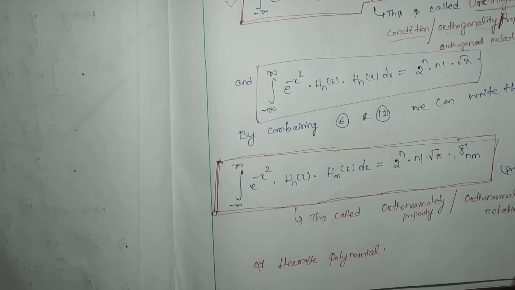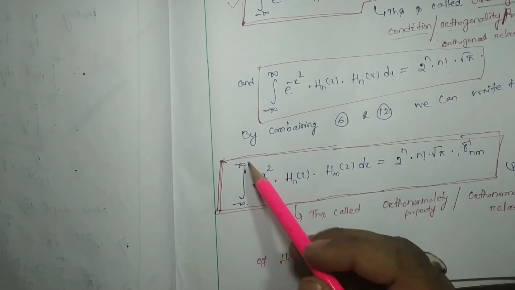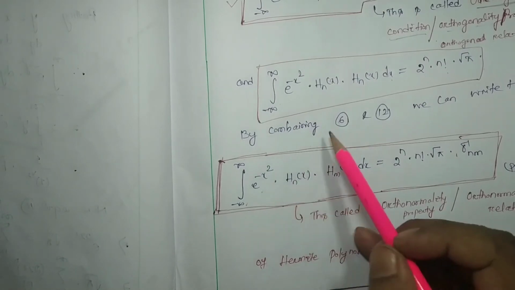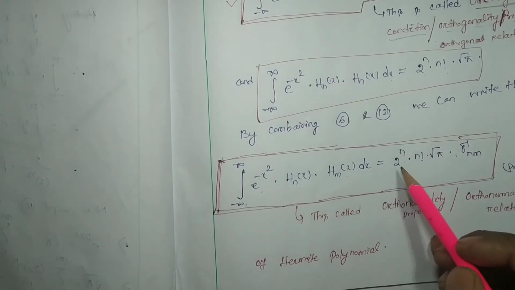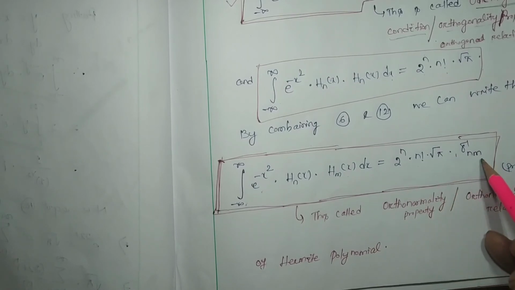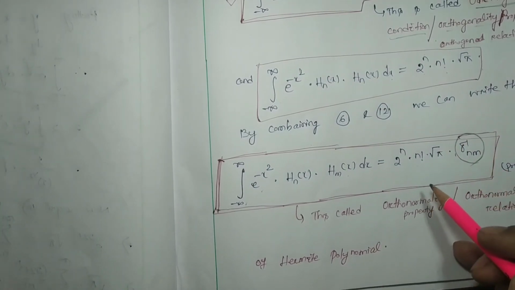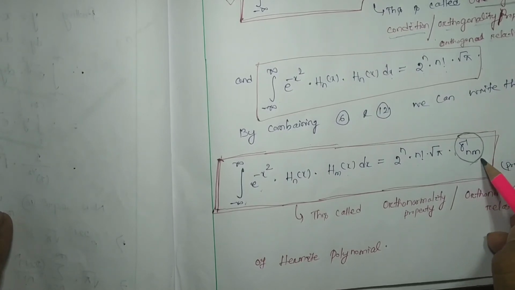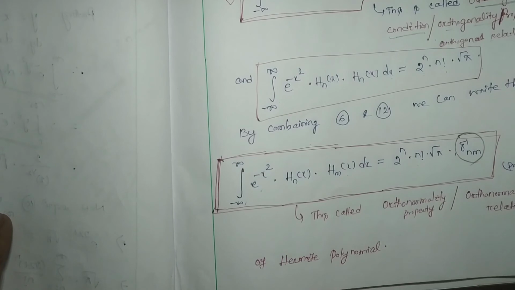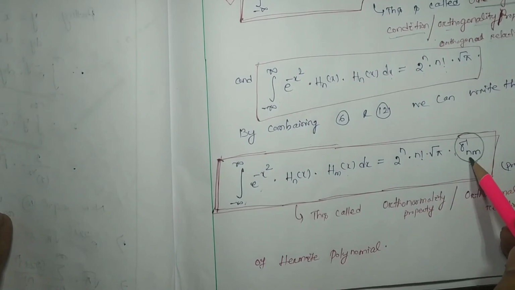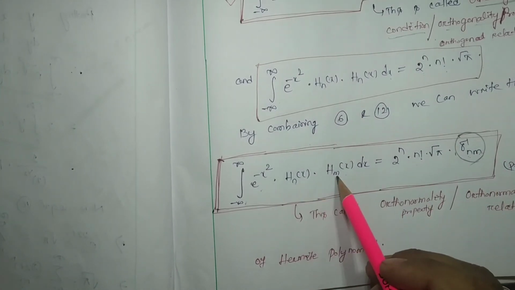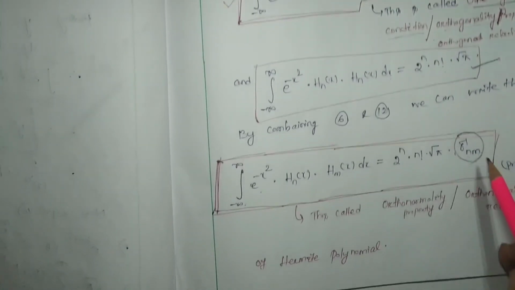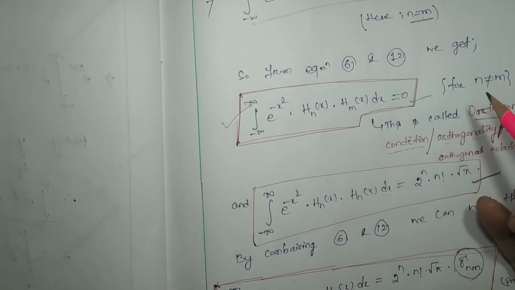How can I write it? That will be minus infinity to plus infinity e to the minus x square into Hn x into Hm x dx equal to 2 to the n factorial root over pi into the Kronecker delta symbol, or function, we have to write, that is delta nm. So here when n equal to m, we find Hn and Hn, that means this equation. When n not equal to m, then we find this one equal to 0.